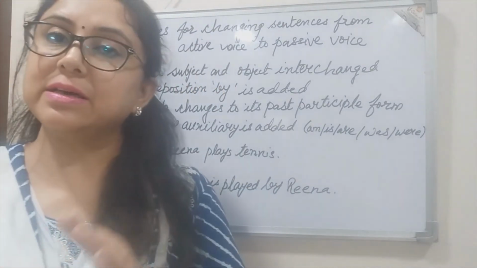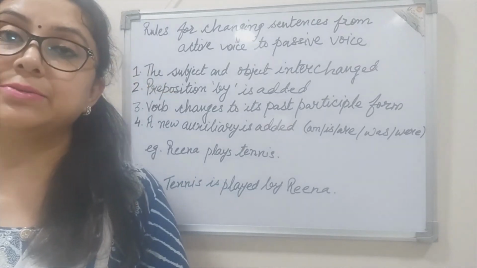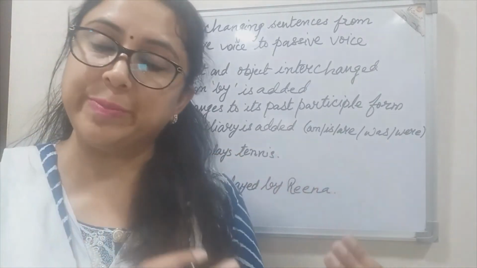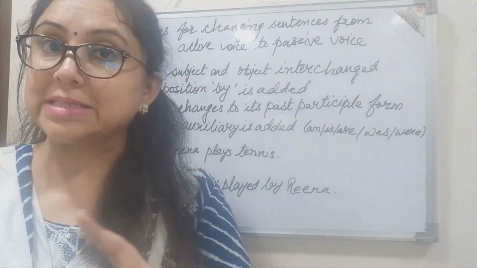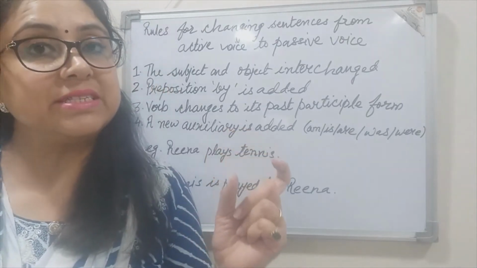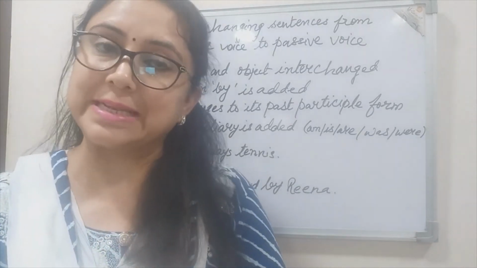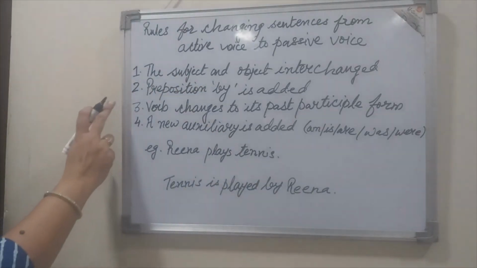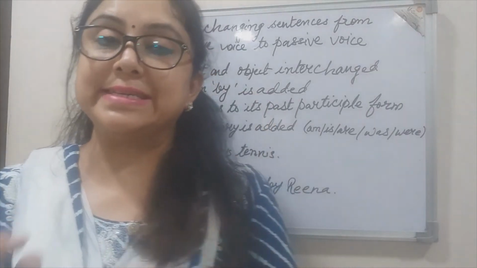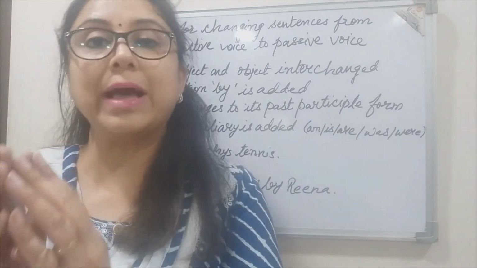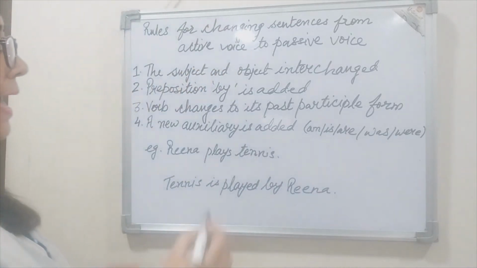The subject and the object interchange their places when the sentence is converted from active voice to passive voice. In active voice, the performer is the subject, whereas in passive voice, the receiver is the subject, isn't it? I hope this much is clear to all of you. The second rule says the preposition "by" is added. So when the sentence is changed from active voice to passive voice, the preposition "by" is added, right?